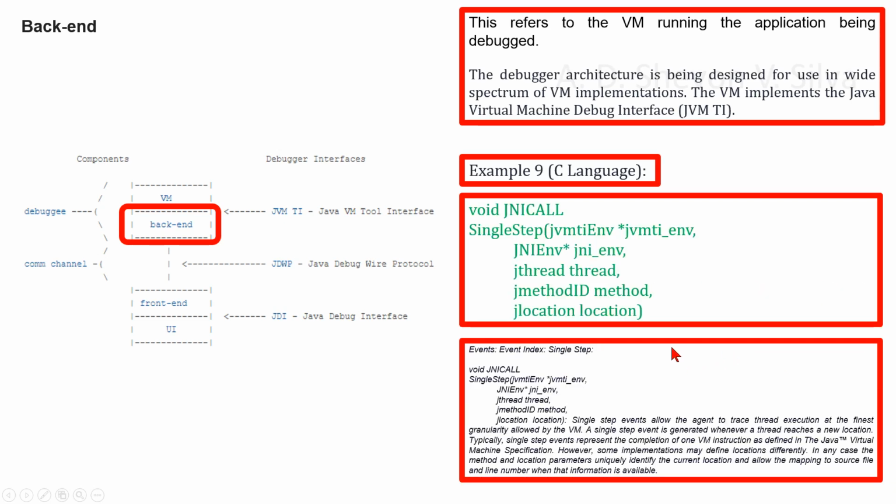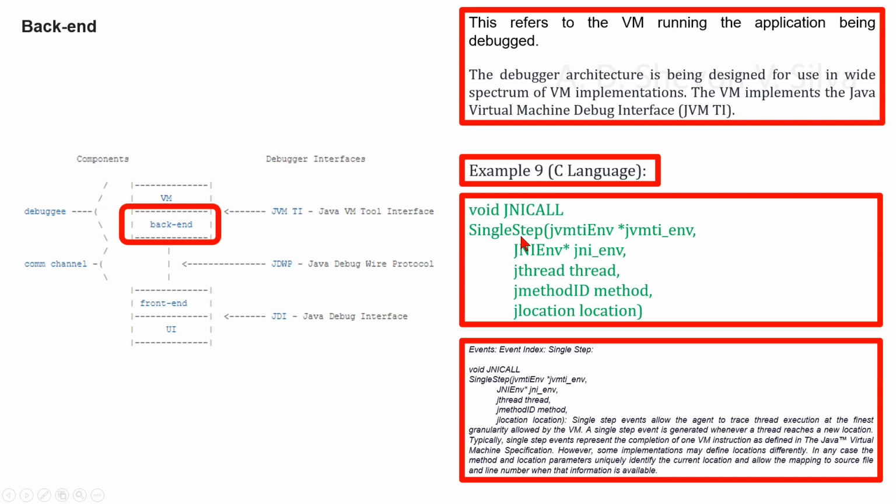Now we are considering SingleStep in the event index in events. void JNICALL SingleStep(jvmtiEnv* jvmti_env, JNIEnv* jni_env, jthread thread, jmethodID method, jlocation location). The single step events allow the agent to trace thread execution at the finest granularity allowed by the VM.